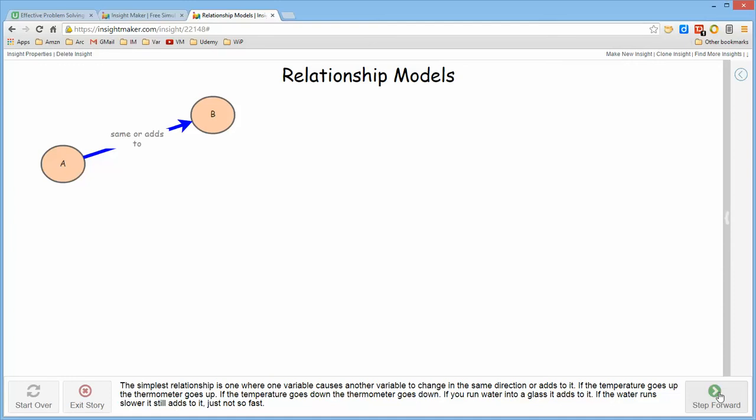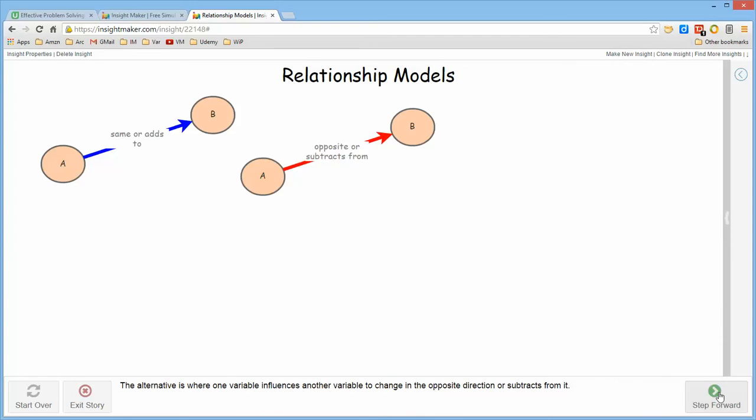So it's appropriate to think about the nature of the variables that are part of this relationship in order to understand whether it's strictly a changes in the same direction or adds to relationship. Now the opposite of that is where variable B changes in the opposite direction of variable A, or variable A subtracts from B. And as I said, it's just the opposite of the previous relationship.